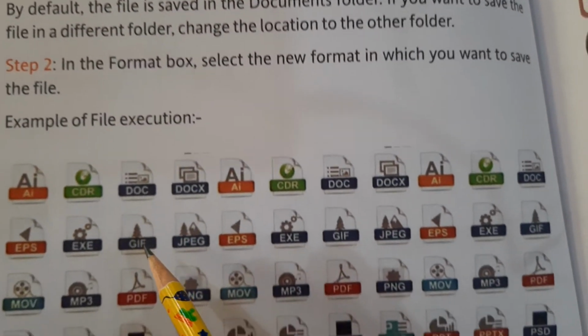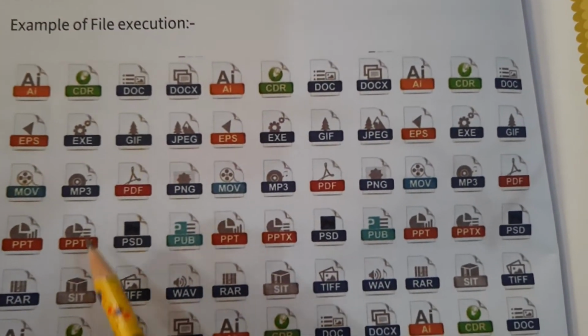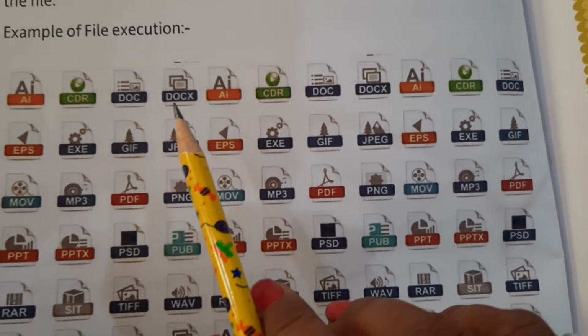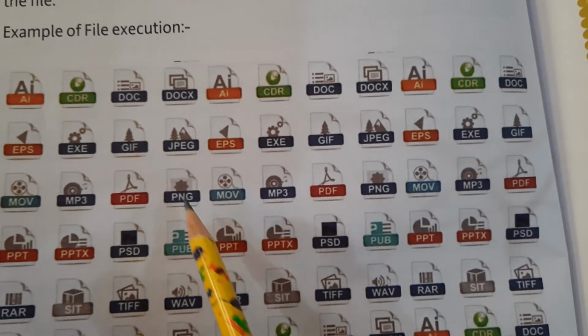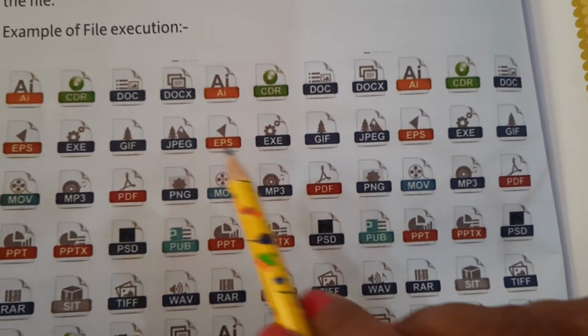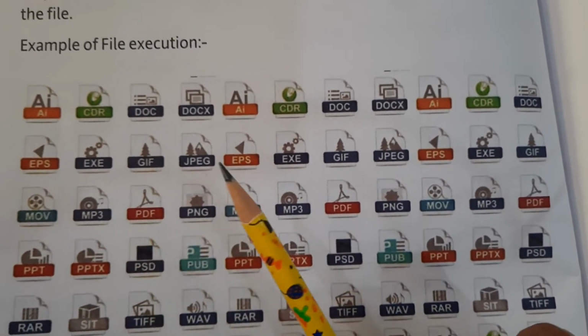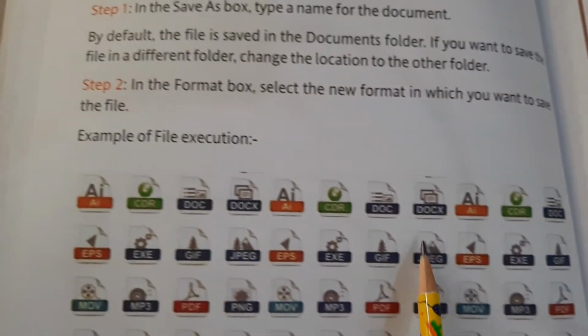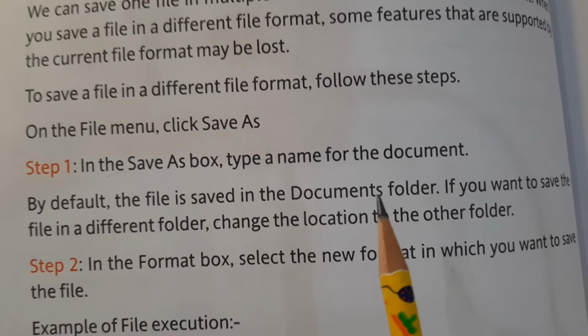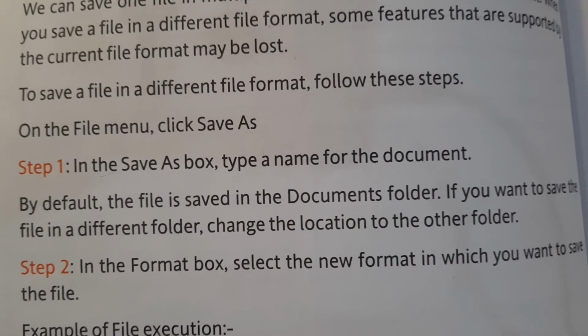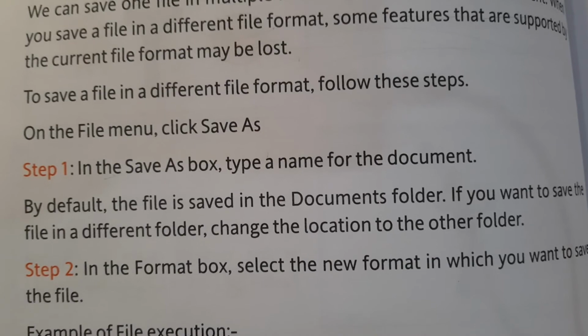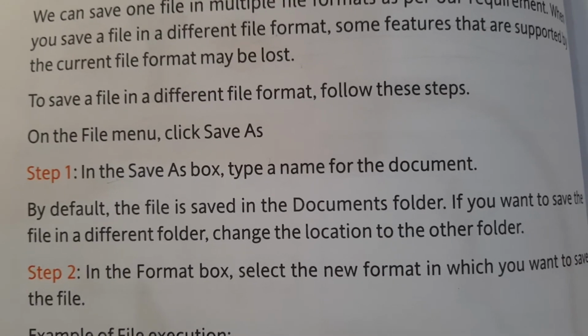Examples of file extensions are, these are different formats. So you can see doc, docx, then exe, gif, jpeg, mp3, pptx, like these. Okay, so these are different file formats, and we can choose, or we can avoid these steps altogether, and the file will be formed in its default format.